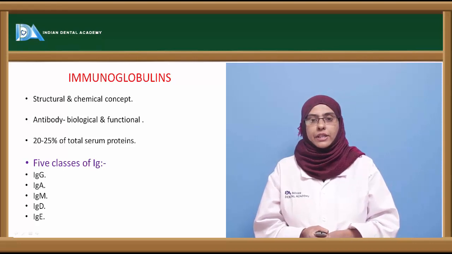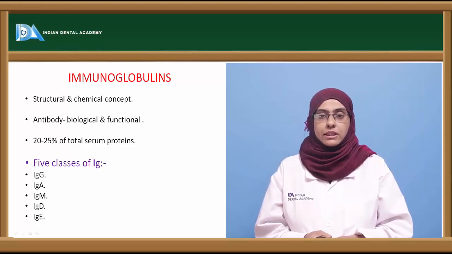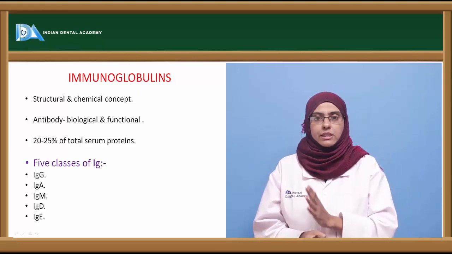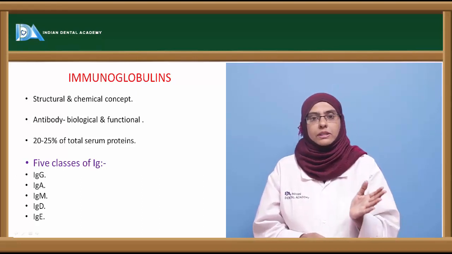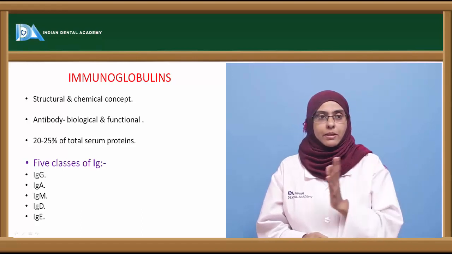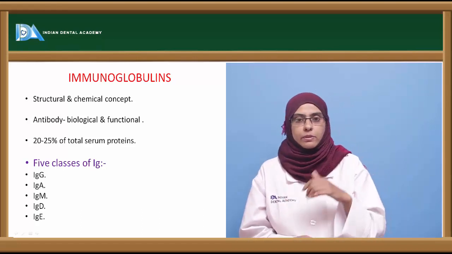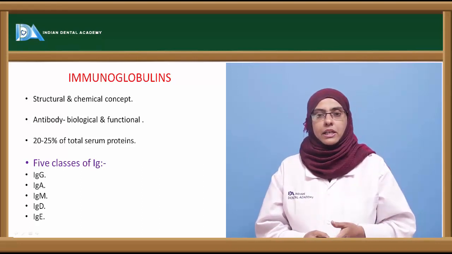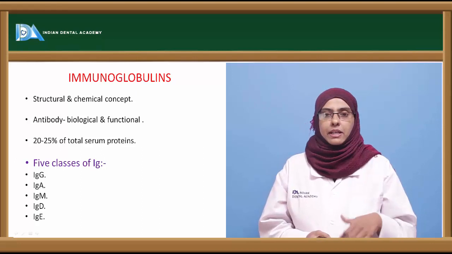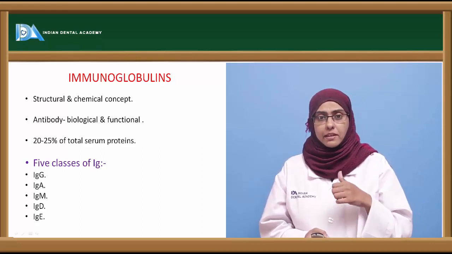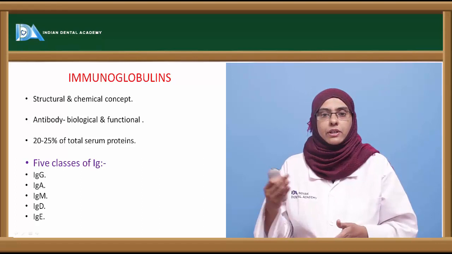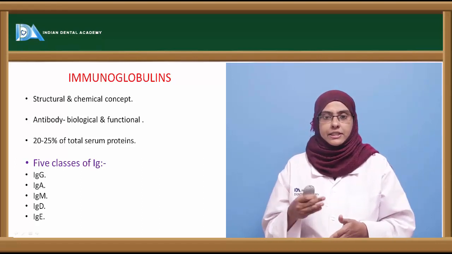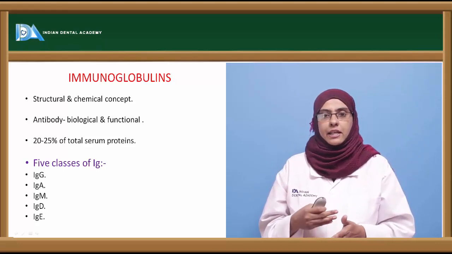They weigh about 20 to 25% of the total serum proteins, and all antibodies are immunoglobulins, whereas all immunoglobulins need not be antibodies. Now based upon the physico-chemical nature and the type of function they usually carry out, you can classify antibodies into 5 major types. They are IgG, IgA, IgM, IgD and IgE.